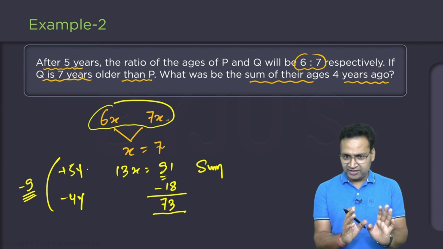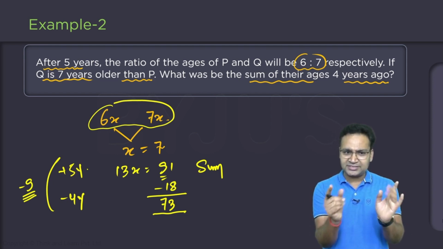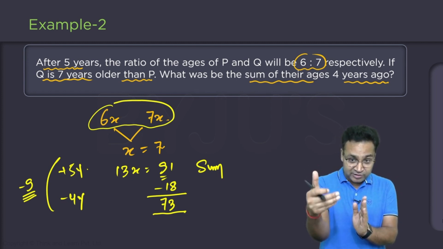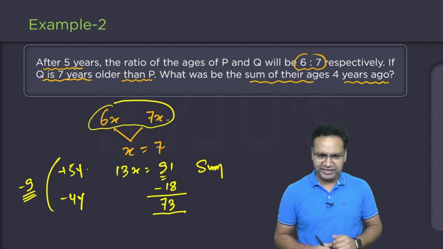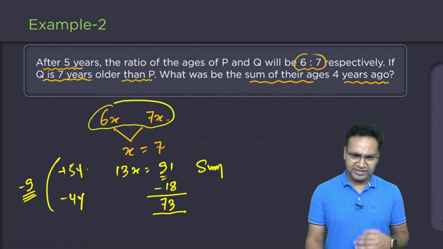I'm just verifying it again. 6x plus 7x is 13x. 6 and 7, 13x is 91. This is the age summation after 5 years. We are looking for 4 years ago. So 9 years ago, we subtract 18 from 91. That is 73. Okay. Let's take it forward now.